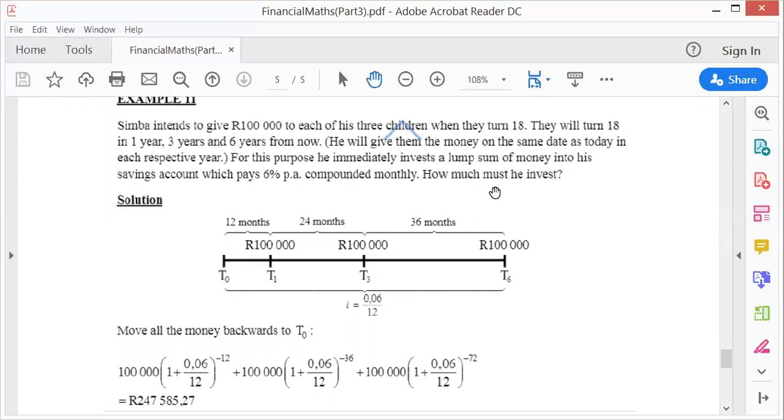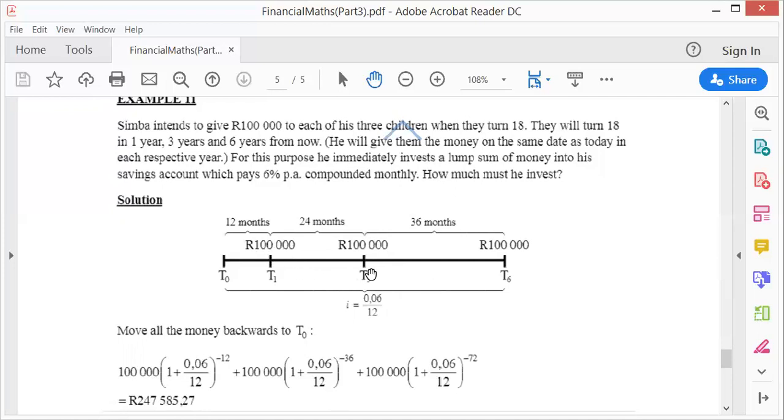So remember, Samba already knows how much he's going to spend. So he must now make sure that he deposits enough money to ensure that there will be enough money to pay his children. So in other words, it's a matter of working backwards now, you see? Because you're already spending the money, but how much must you invest? So you're working from the back to the front. So there, 12 months is the first 1 year. Then you get 24 months. So from there to there, so 3 years. And then, of course, your 6 years.